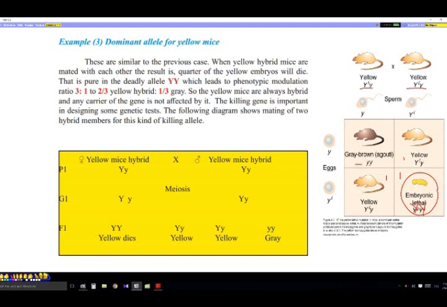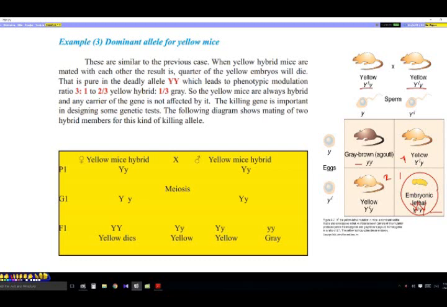which is 3 yellow and 1 gray color. And of these 3 yellow, 2 are hybrid, while 1 is pure. So the yellow mice are always hybrid, meaning living yellow mice must be hybrid because the pure one dies. Any carrier of the gene is not affected by it. The killing gene, the lethal allele, is important in designing some genetic tests.